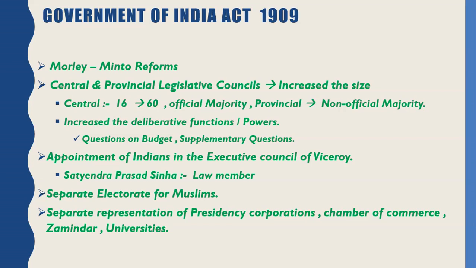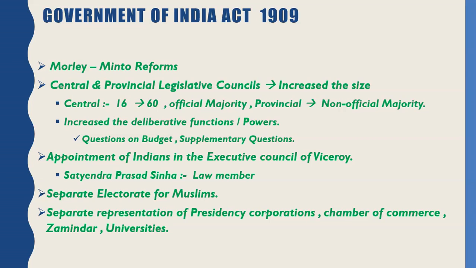Now friends, this act also provided for the appointment of Indians in the Executive Council of Viceroy. Now what does it mean? So I have told you that till now only Britishers were appointed in the Executive Council of Viceroy. Indians were not allowed in the Executive Council of Viceroy. But this act provided for the appointment of Indians in the Executive Council of Viceroy. Means now Indians would also be appointed in the Executive Council of Viceroy. So friends, Satyendra Prasad Sinha was the first Indian member of the Executive Council of Viceroy and he was a law member.